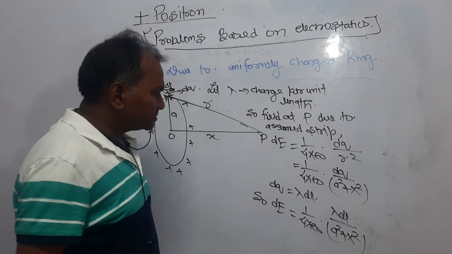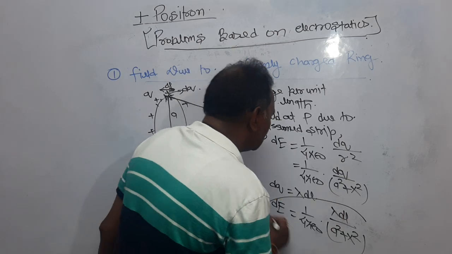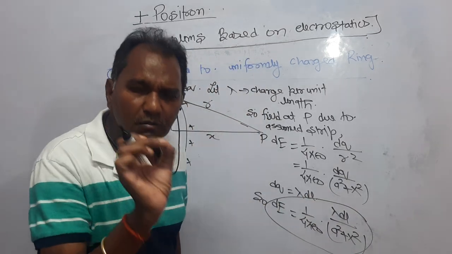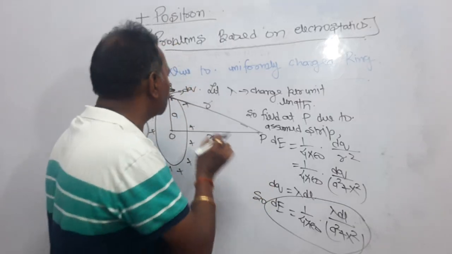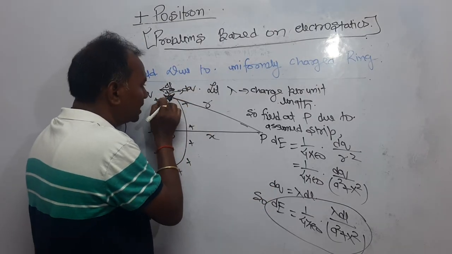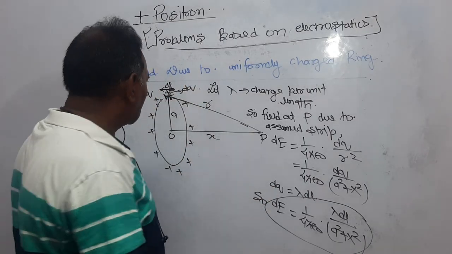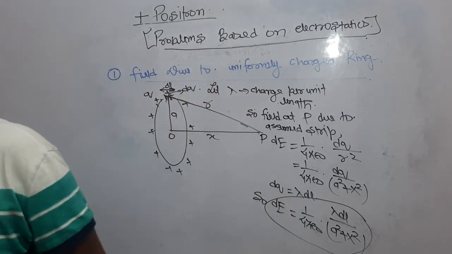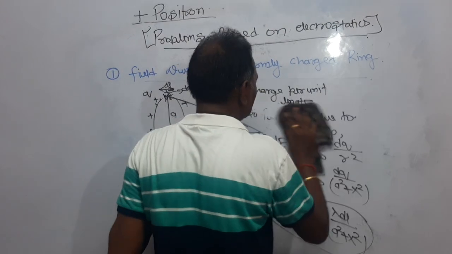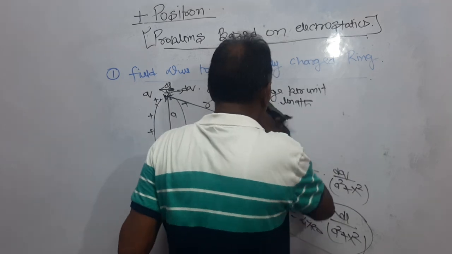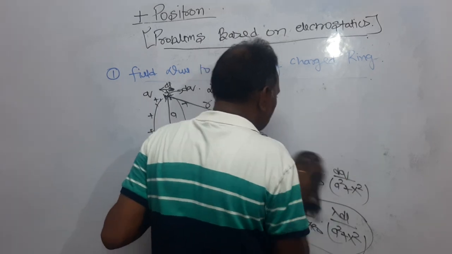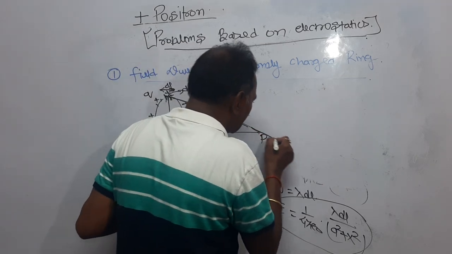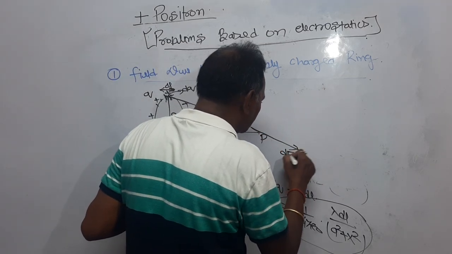Now, dear students, this is the field you have found due to a small element existing on this ring at point P. Now, this field is dE. Dear students, now look here, the field is dE like this, right?